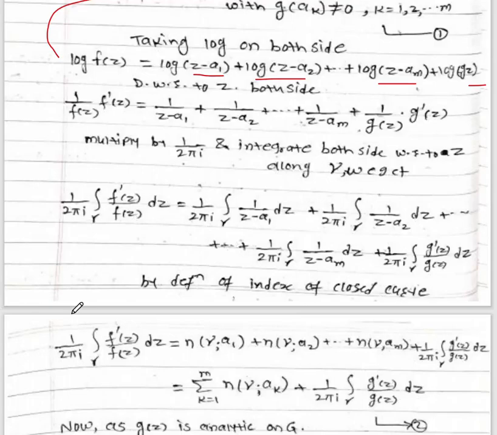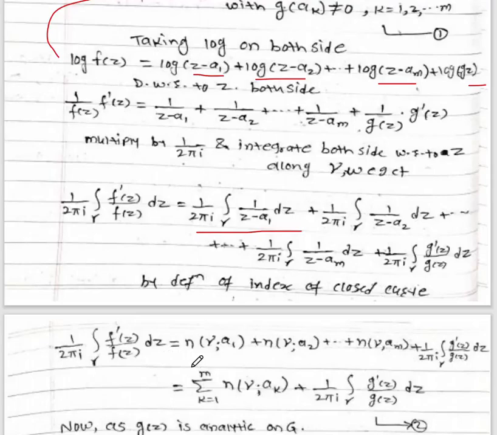Okay, now by using the definition of the index of a closed curve, let us see what each term is. The left hand side is as it is: 1 upon 2 pi i integral over curve gamma f'(z) upon f(z) dz.